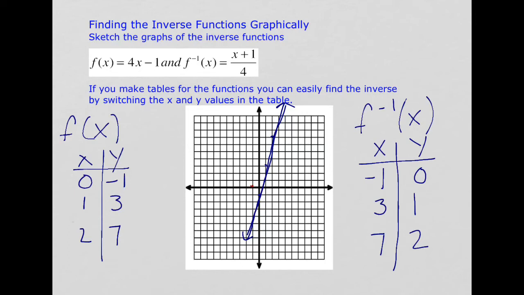So when I graph this one, negative 1, 0, 3, 1, and 7, 2, I get my line that looks like this. And if I were to draw the y equals x line, I would see that they're inverses of each other. We can also tell by the tables again.